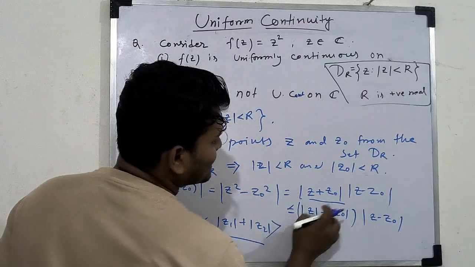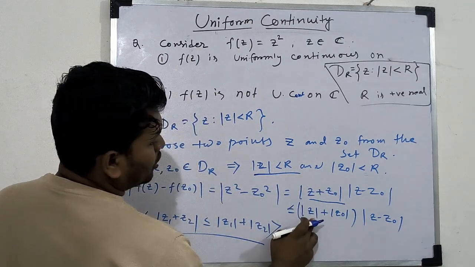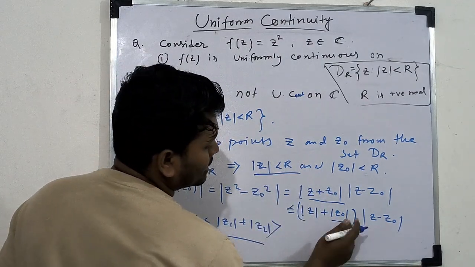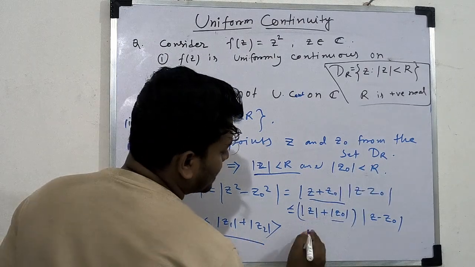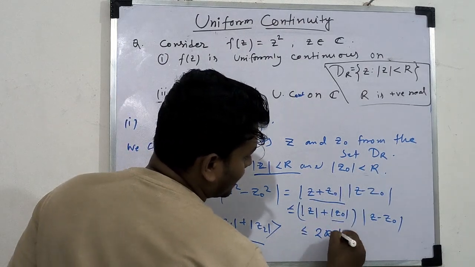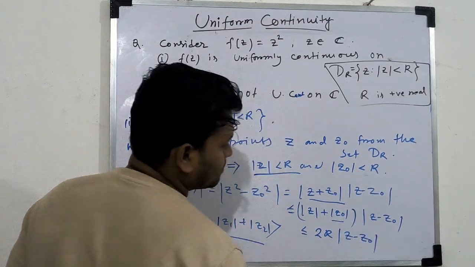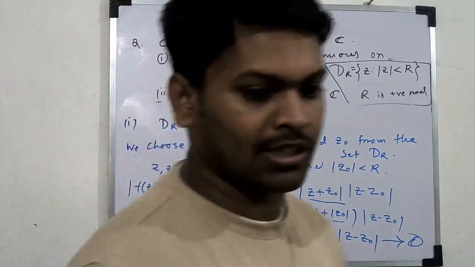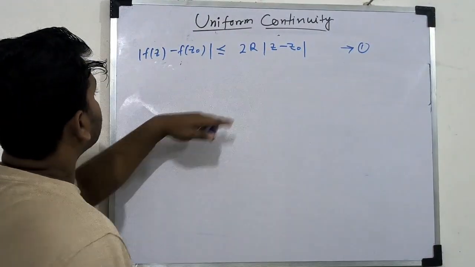So from this, modulus z is less than r, and modulus z0 is less than r. So this becomes 2r, and this is z minus z0. Okay, this is equation one. So we'll discuss after that. So the one equation is this.